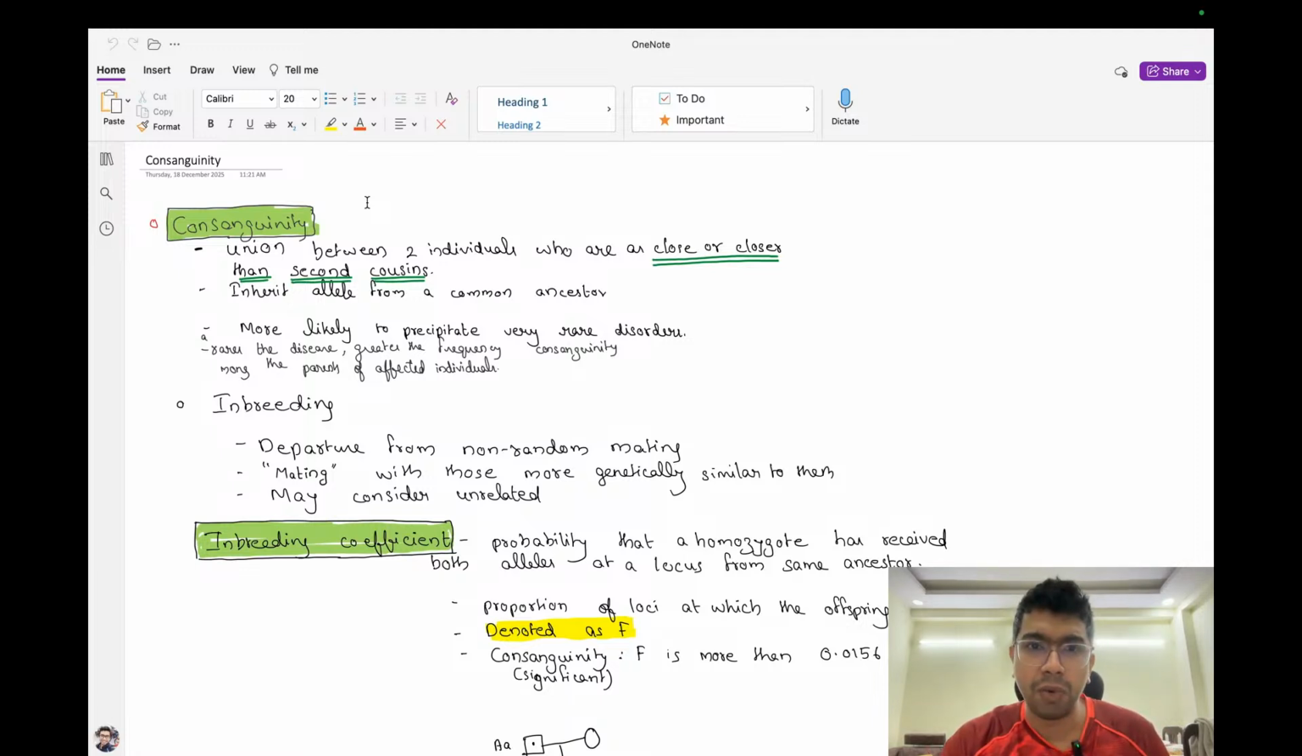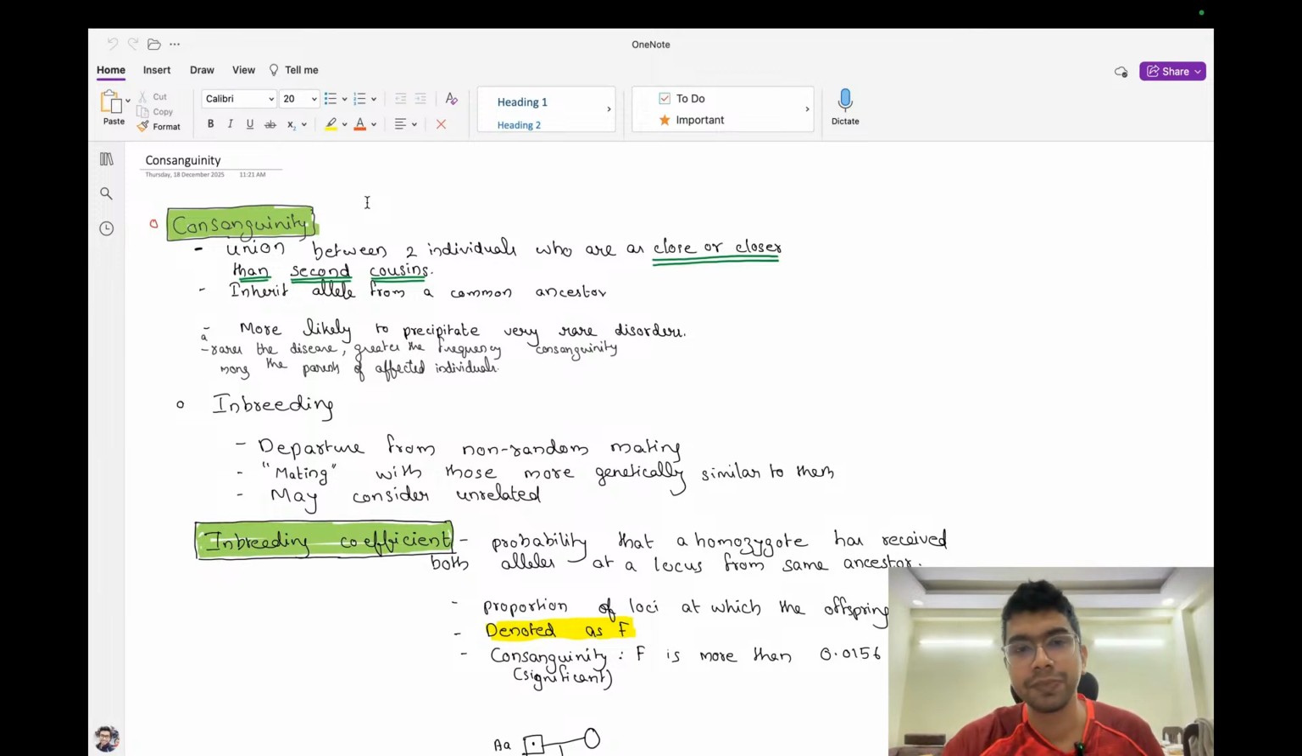So what all relations will come under consanguinity? Second cousin marriage, first cousin marriage, uncle-niece or aunt-nephew marriage, and first degree consanguinity, which is not present in India, like son-mother or sibling marriage. So all these close relationship marriages or relations will come under consanguinity.